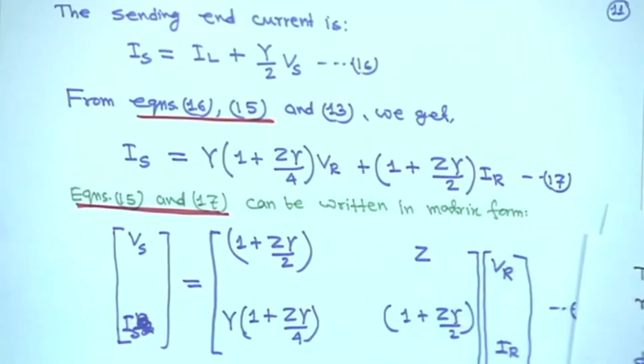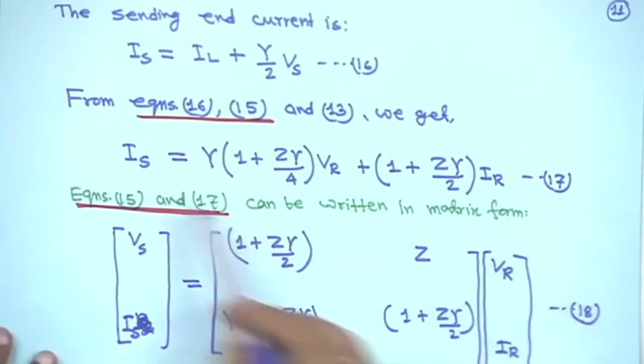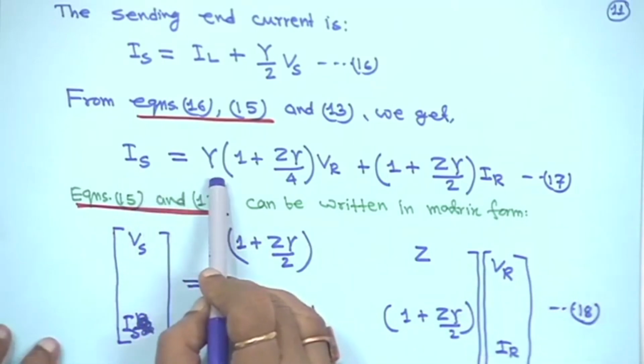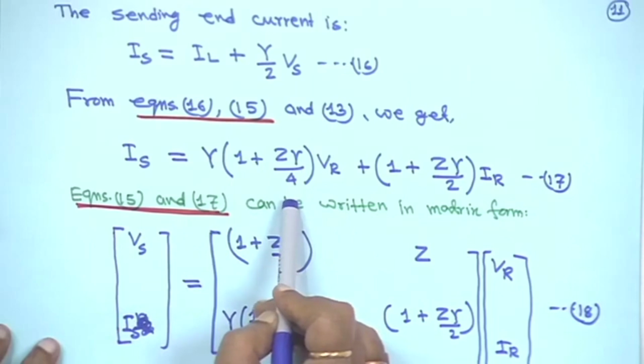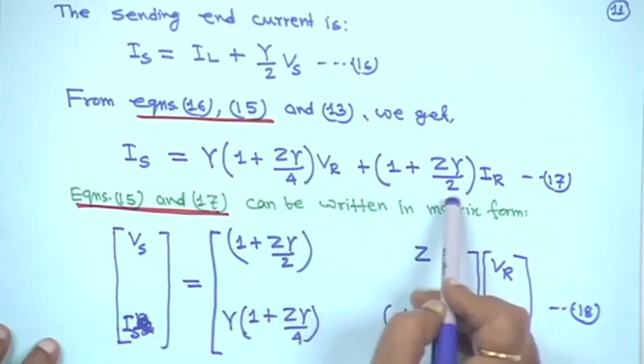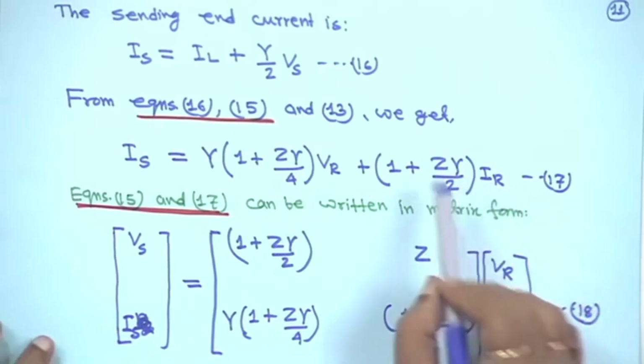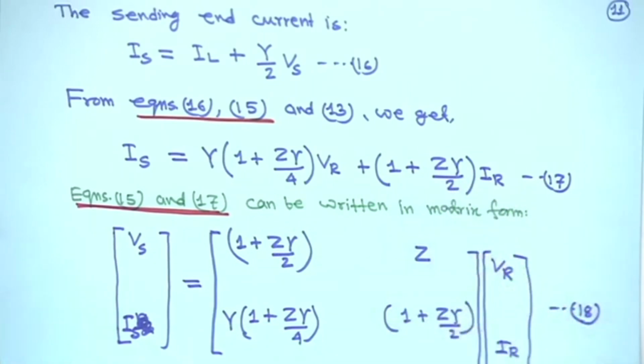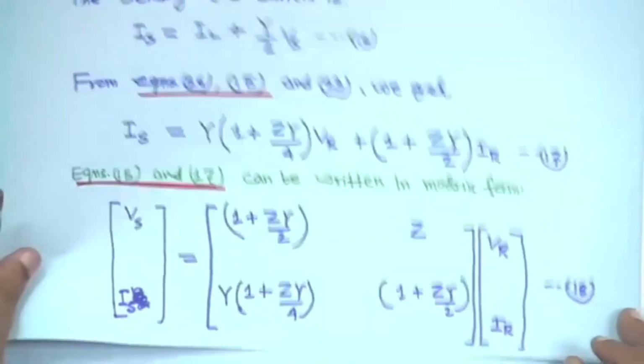If you substitute and simplify, you will get Is is equal to Y into (1 plus ZY upon 4) into Vr plus (1 plus ZY upon 2) Ir. This is equation 17. So, we got the Vs, Is relationship in terms of Vr and Ir. Now, put this in matrix form.